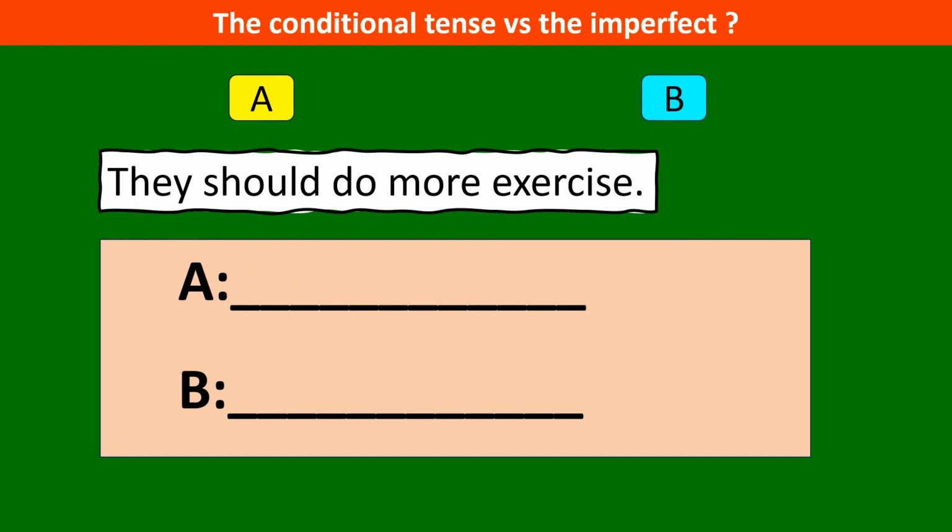Only one sentence here. They should do more exercise. Is going to be the conditional because we're giving advice. It's not something that has happened, will happen, or is happening. It's possible that it may happen. Therefore, there are plenty of conditions around it. We use the conditional.